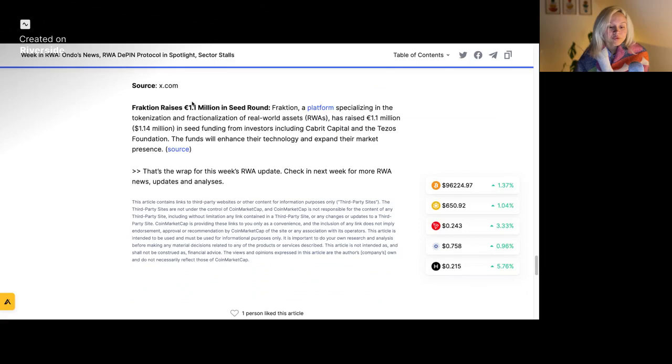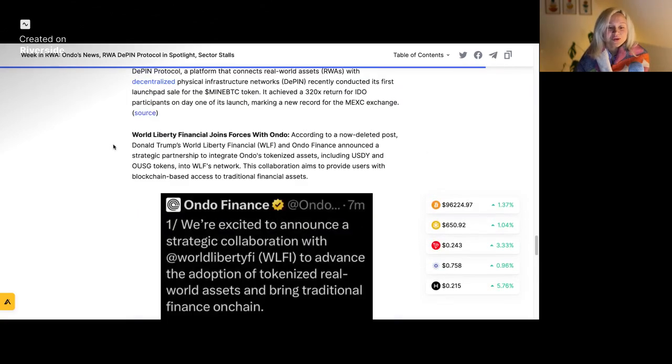And Fraction raises 1.1 million in seed round. Fraction, I hope I pronounced it right, a platform specializing in the tokenization and fractionalization of real-world assets (RWA), has raised 1.1 million in seed funding from investors including Cabret Capital and the Tezos Foundation. The funds will enhance their technology and expand their market presence. And yes, that was pretty much this week for RWA.